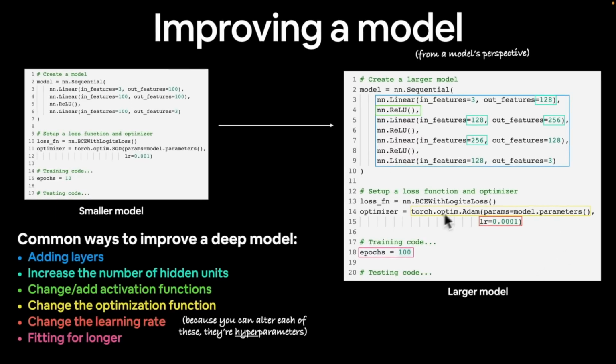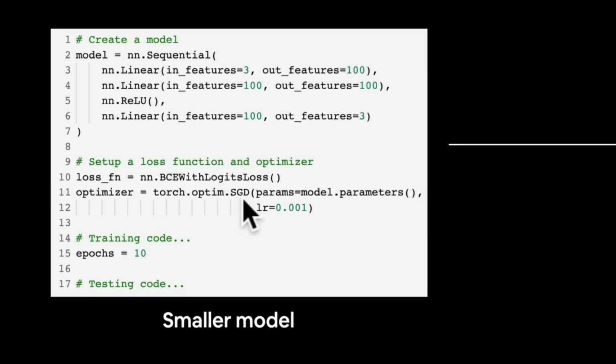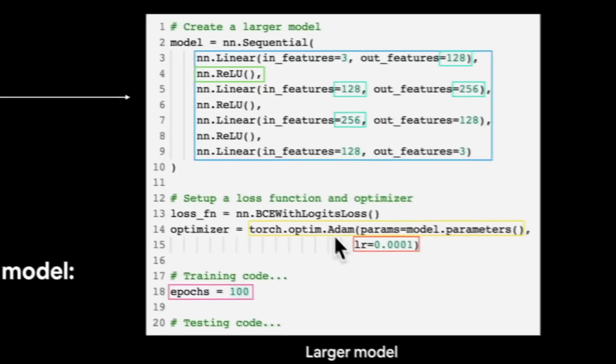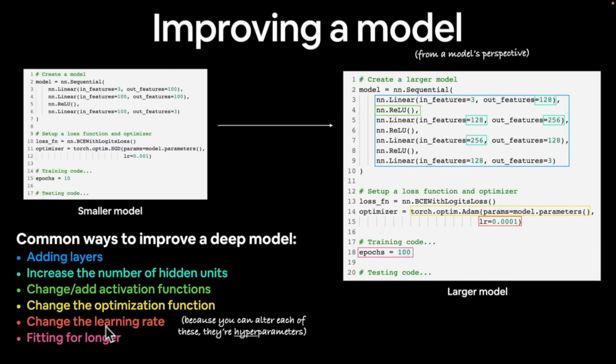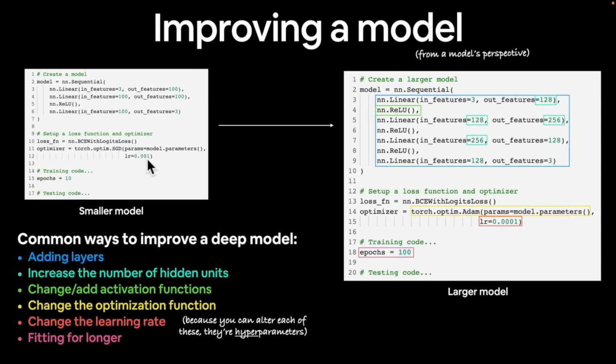Change the optimization function. Oh, okay. So we've got SGD. Do you recall how I said Adam is another popular one that works fairly well across a lot of problems as well? So Adam might be a better option for us here. The learning rate as well. Maybe this learning rate was a little too high, and so we've divided it by 10. And then finally, fitting for longer. So instead of 10 epochs, we've gone to 100.